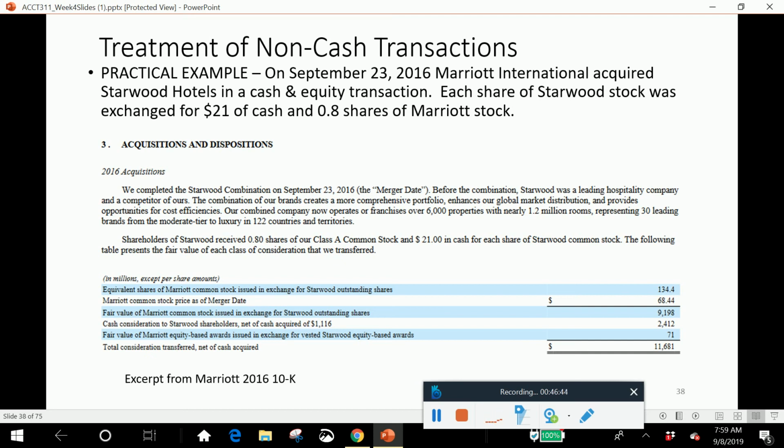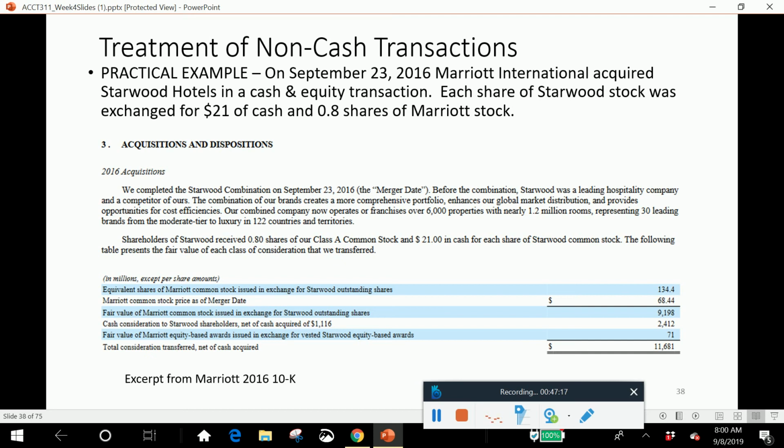Each share of Starwood stock was exchanged for $21 of cash and 0.8 shares of Marriott stock. So, as a result, the $21 of cash per share would have showed up on the statement of cash flows, but the 0.8 shares of Marriott stock would not show up on the statement of cash flows because it was a non-cash transaction.